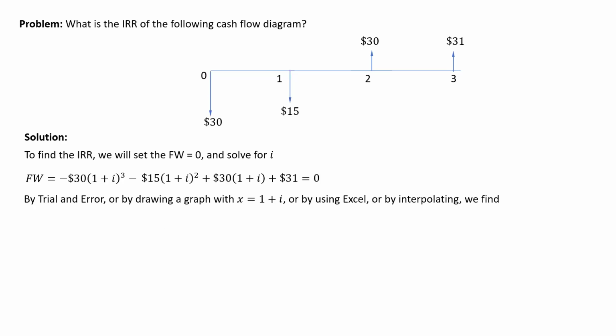Yeah, cool. And yes, I did use GeoGebra. When I drew this graph, x would be 1.15. X, not i. But x itself is 1 + i. So 1 + i is 1.15, and so i is 0.15, or 15%. Cool. Simple, straightforward.